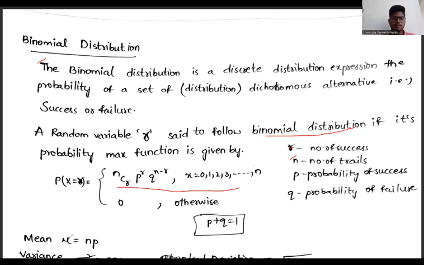Here, if we see, it is the mean formula, where P is the probability of success and Q is the probability of failure. Let's go into the problems.